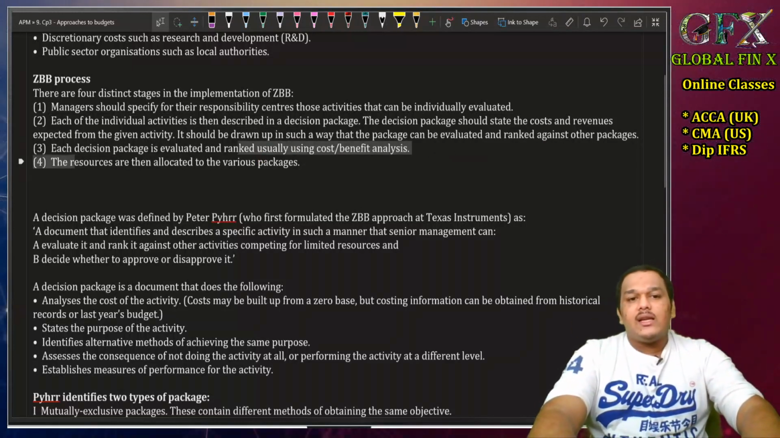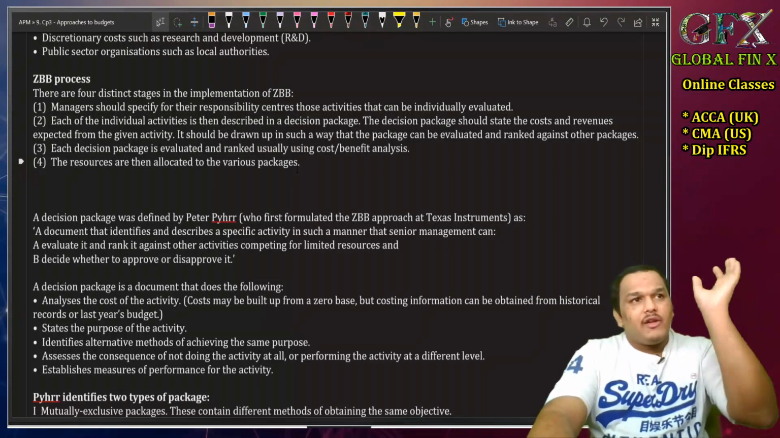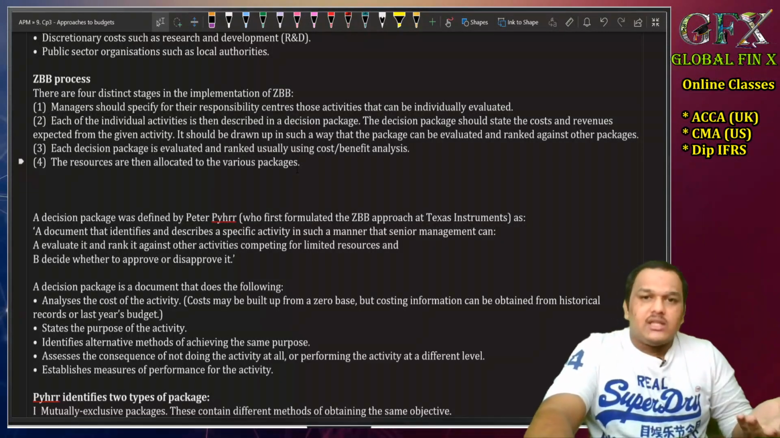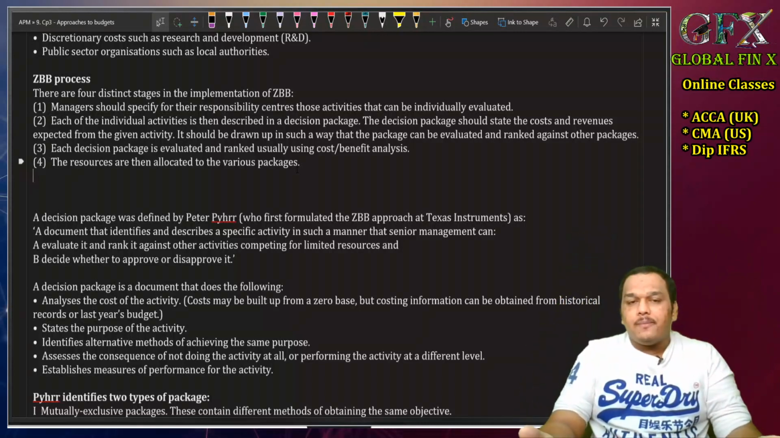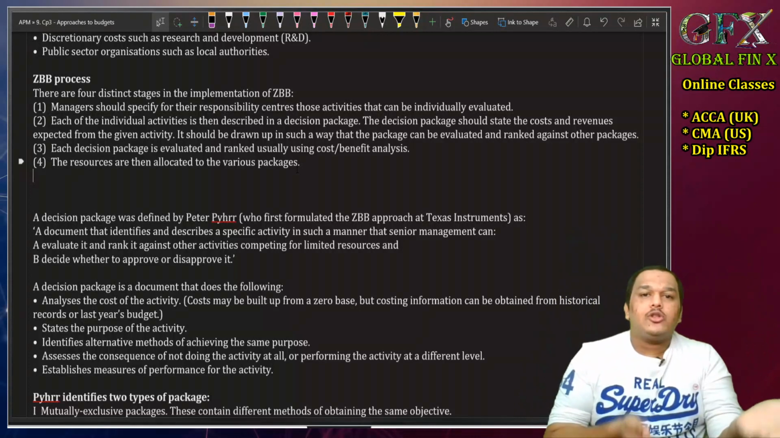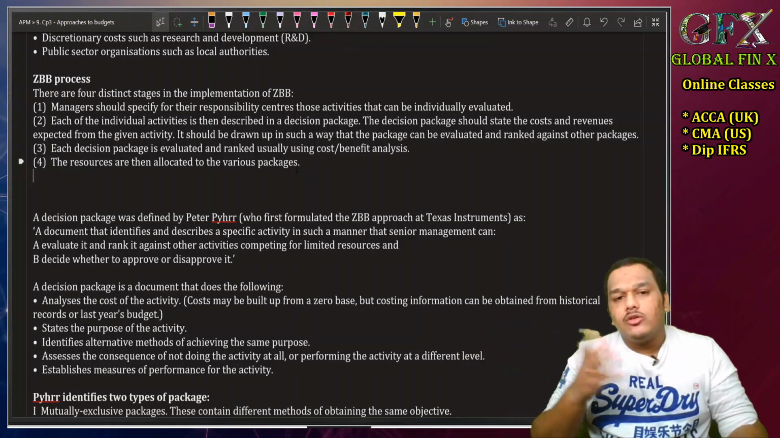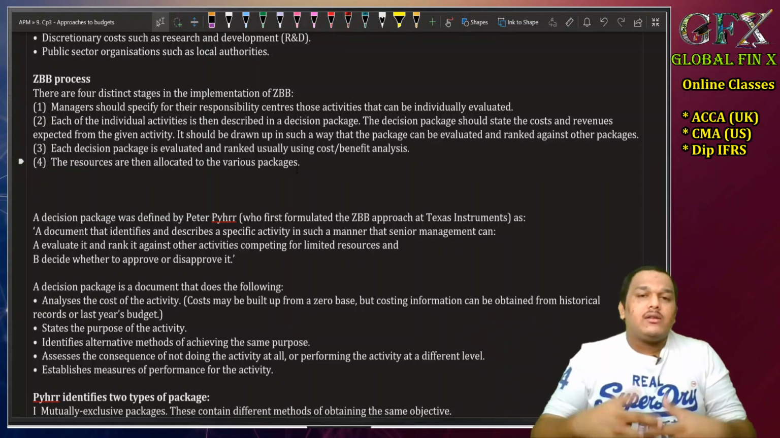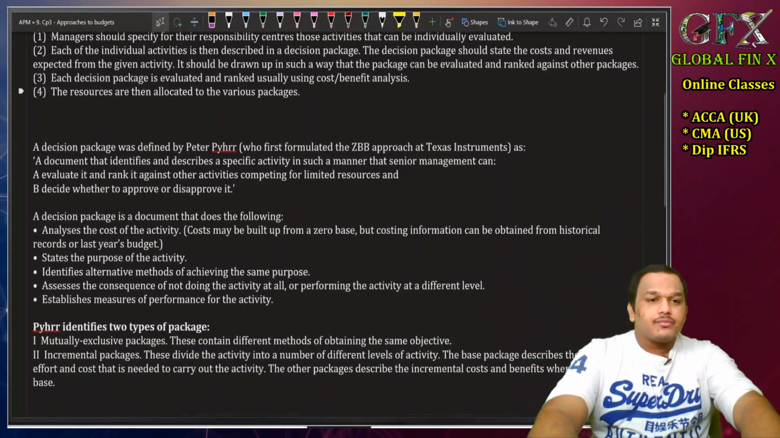These resources are then allocated to the various packages. For example, we have a marketing budget of 100,000. Facebook needs, let's say, 60,000. Instagram needs 60,000. So I cannot do both at the same time, isn't it? I have only 100,000. Either I can do this or I can do that, and then I'll have 40,000 for other marketing activities. So once I do cost benefit analysis, I will appropriately allocate the budget to the respective units.